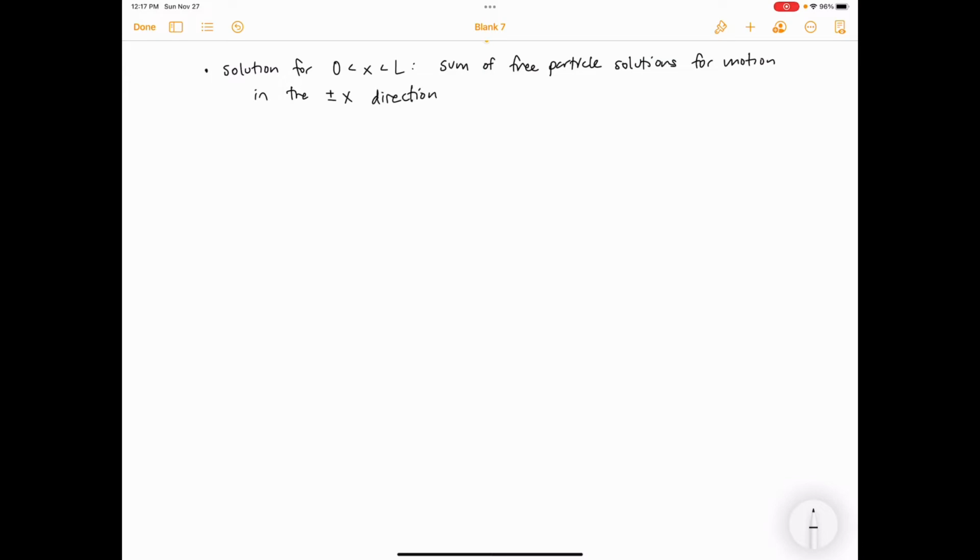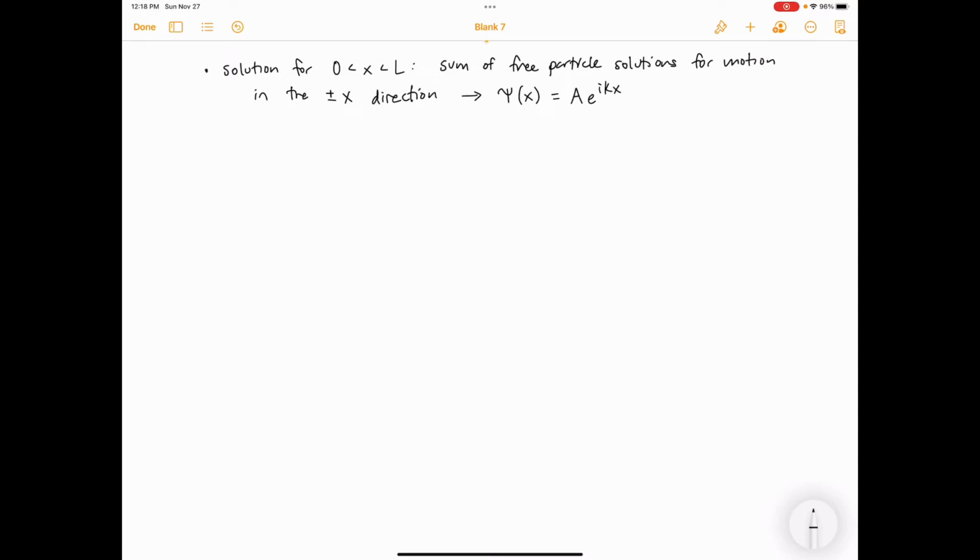So we don't want to say that the particle has to be moving in the positive x direction or it has to be moving in the negative x direction. We're just going to allow for the possibility of either type of motion within the box. And so if you recall, what this looks like is we have lowercase psi of x, that's the time-independent part of the wave function. That equals A times e to the ikx.